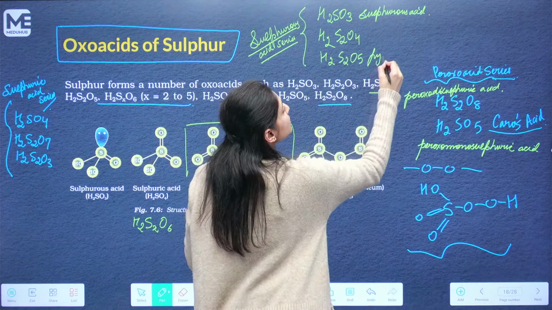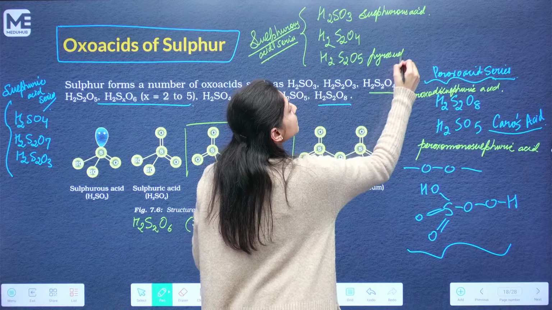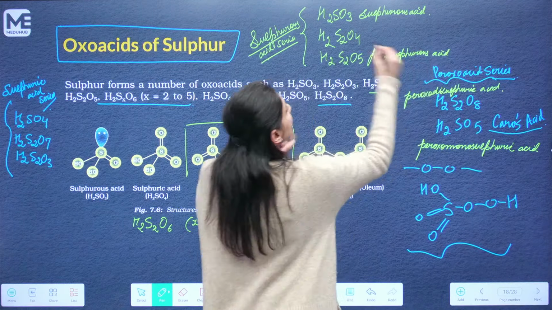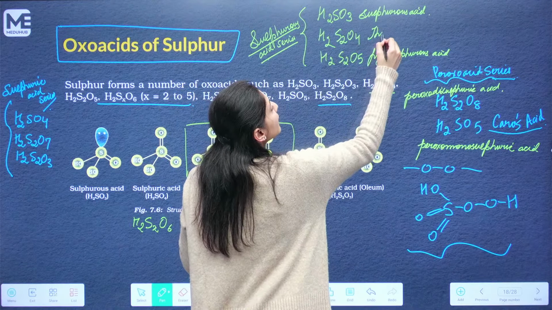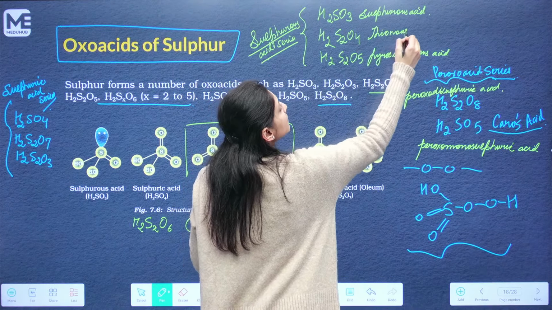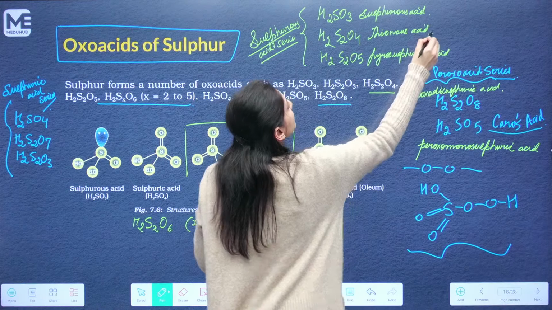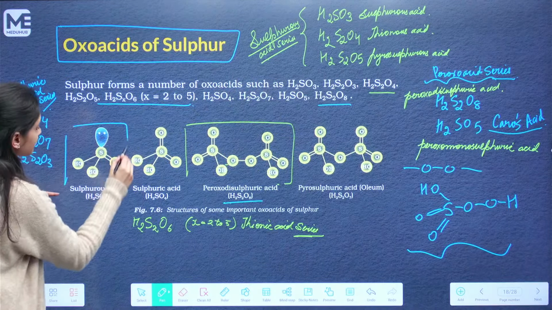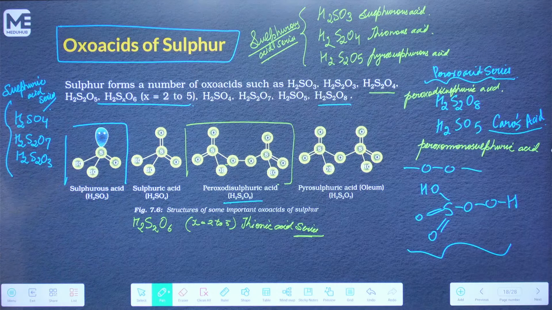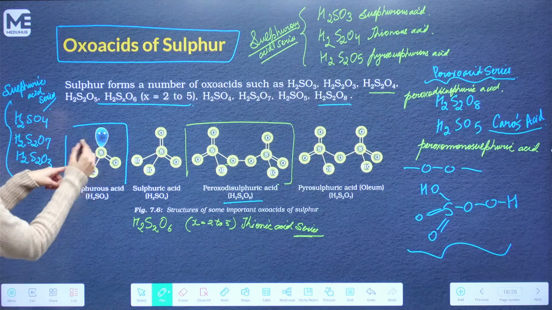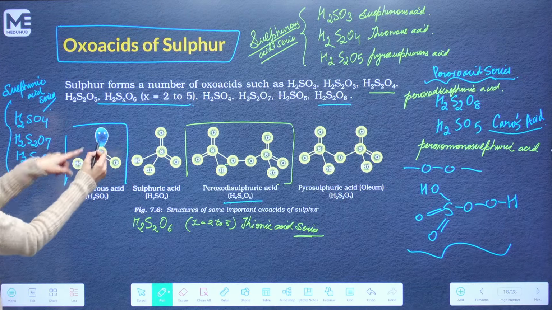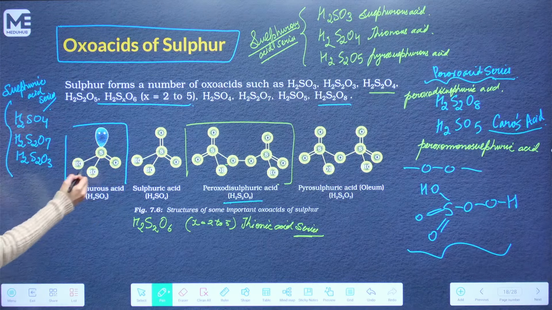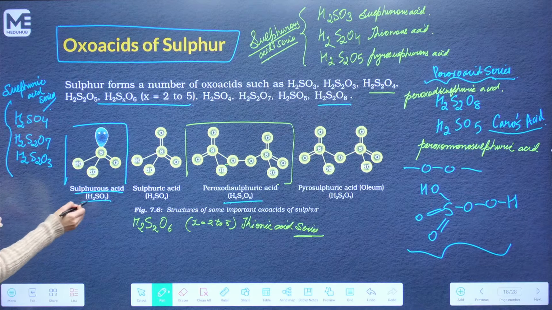H2S2O5 is pyrosulfurous acid. And H2S2O4 is thionous acid. So the structure of H2SO3 is this one here. This is also tetrahedral geometry, but one position is occupied by a lone pair. There is one S=O bond and two S-OH bonds. So this is sulfurous acid.